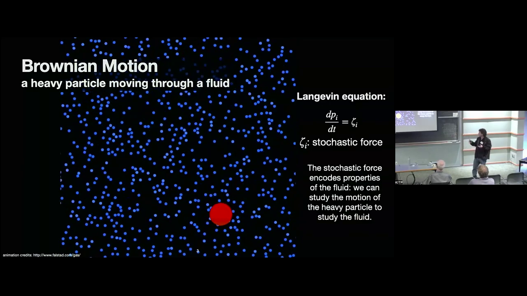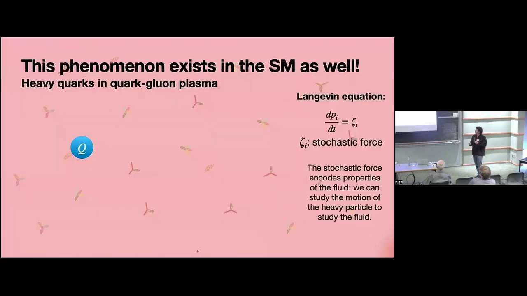If you want to make this mathematical, what you'd write down is a Langevin equation. You'd say, I have a random force that's driving the motion of this heavy particle, and essentially how the particle interacts with the fluid tells you something about how the fluid transfers momentum to this heavy particle. So you can think of using this heavy particle as a way of learning about the dynamics of the fluid surrounding it.